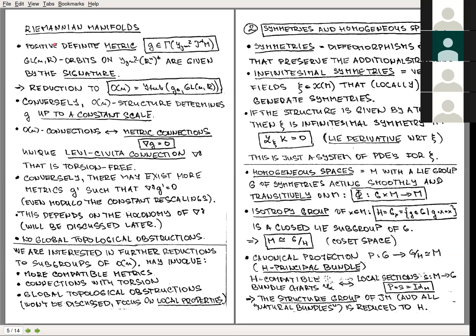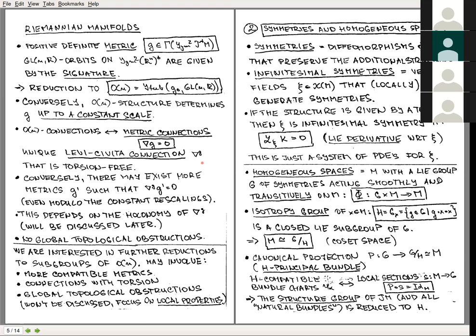The main example are Riemannian manifolds. So just briefly, we have some positive definite metric on the tangent bundle. Of course, the GL(n,R) orbits on symmetric bilinear forms are just given by the signature. So the positive definiteness assures that we are in the same orbit. So the metric gives us a reduction to the orthogonal group, and conversely, the reduction determines the metric, but up to a constant scale. All compatible connections are, of course, metric connections, which are those such that the derivative of the metric is zero, and there is the unique Levi-Civita connection, which I denote by nabla g, that is metric and torsion-free.